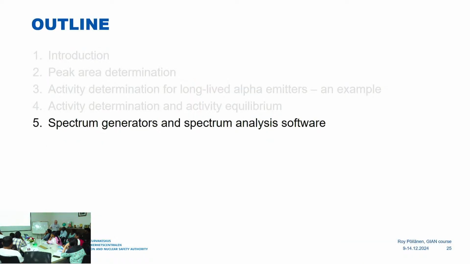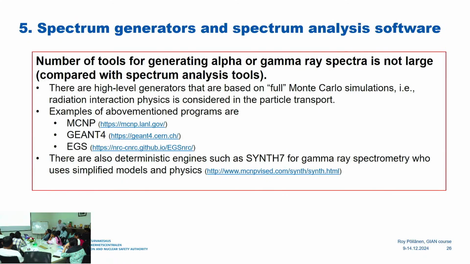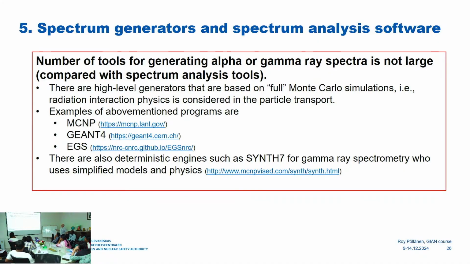Some slides about analysis software. There are some tools for generating alpha or gamma ray spectra, but not many. I showed you yesterday this ASI software. This is a tool for alphas. Now remember that to generate gamma spectra or alpha spectra, not to analyze.